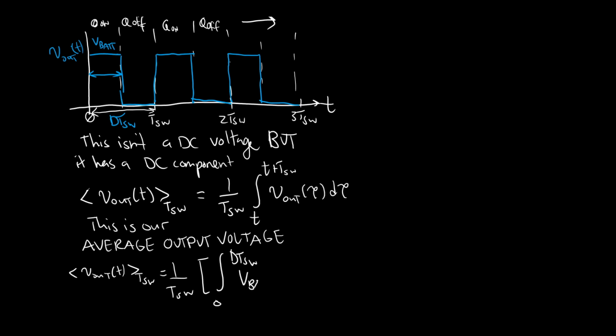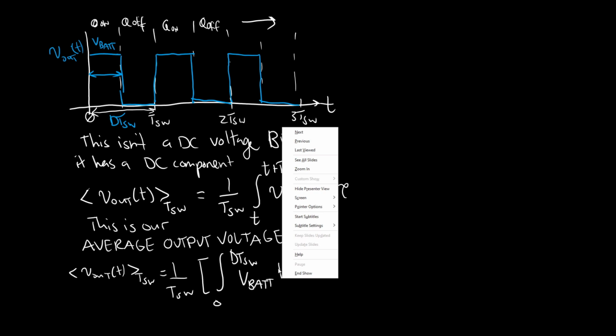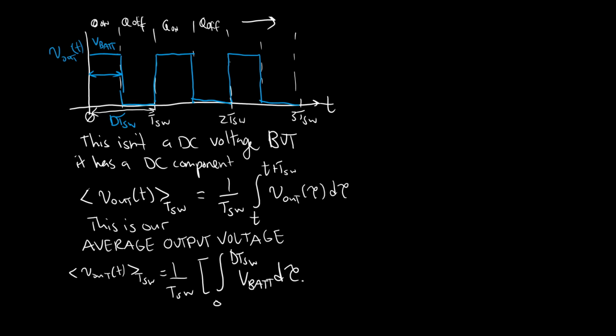The output voltage is equal to VBAT, and we integrate over our dummy variable. And the second subinterval is from dTSW up to TSW. So this interval, over here, where the output voltage is 0, again integrated over a dummy variable. So right away, we can see two things. One, this goes to 0. We're integrating a constant 0 over an interval. That integral must be 0.